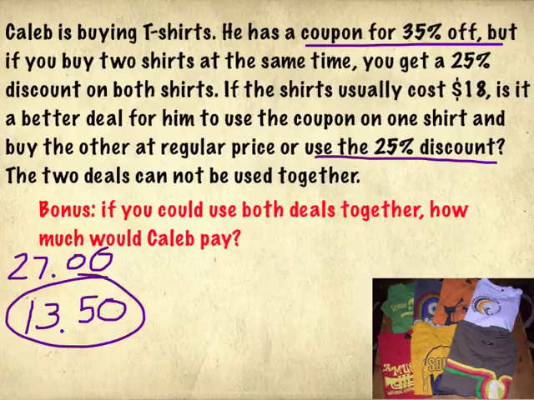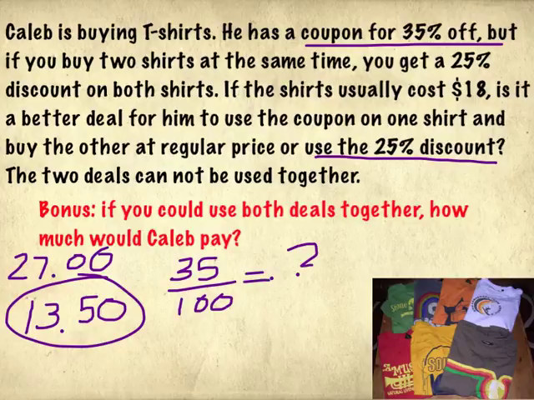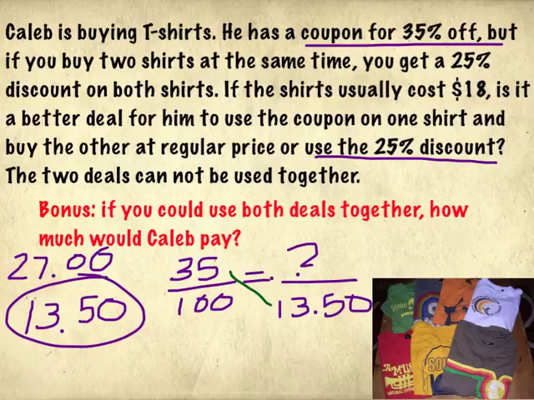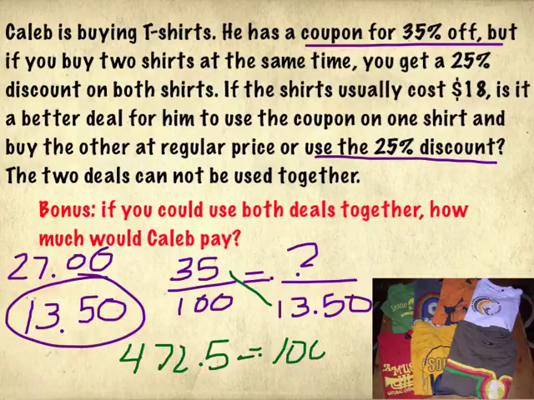Now he can use his 35% off coupon on one of them. So 35 out of 100 equals question mark over $13.50. So now I am going to do my cross multiplication. 35 times 13.5, I'm doing that on my calculator, and it's 472.5 equals 100 times question mark. So then if I go 472.5 divided by 100, which I'm also doing on my calculator, I get 4.725.